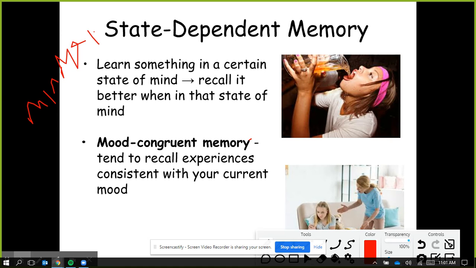When we're mad, think about when you get mad about something, you go up to your room and you're just stewing, and all of a sudden you go to this other time that, something totally unrelated that pissed you off, and you just get madder and madder and madder. Okay. Mood congruent memory.